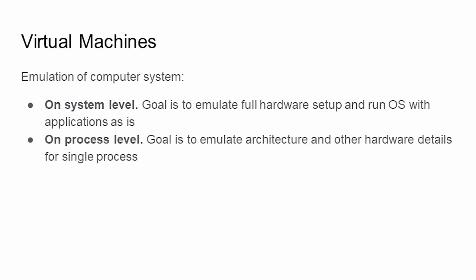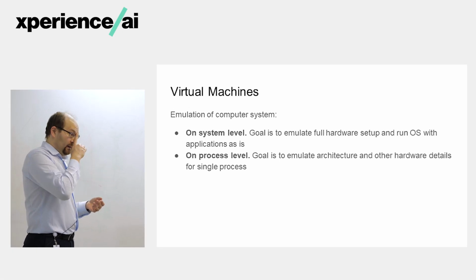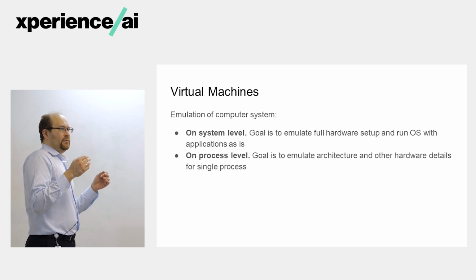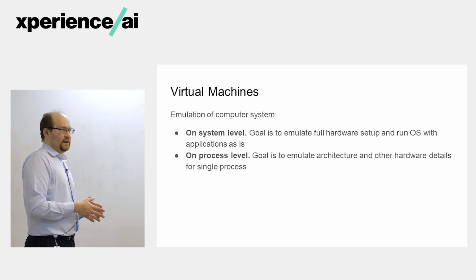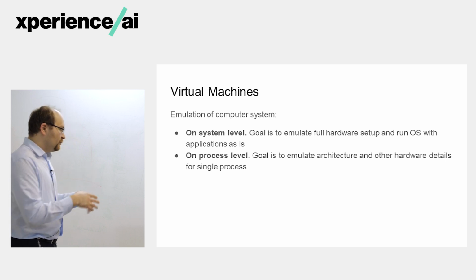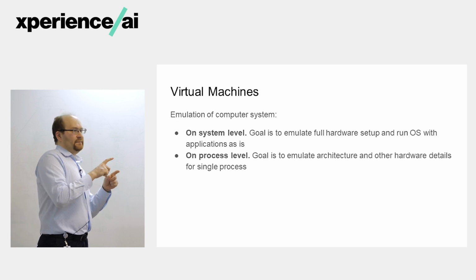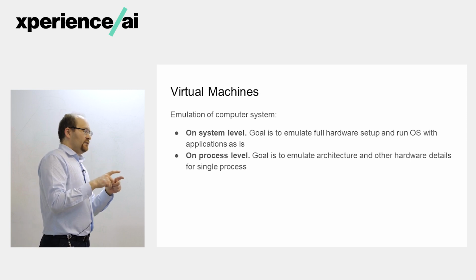So, what about virtual machines and the idea to emulate a computer system with another computer system? You can do it in two ways, on two different levels. You can emulate the full hardware stack, the full hardware platform, and run your target operating system in the same way as it is done on hardware. And the other idea is to not emulate the full computing system, but emulate some piece, the CPU instructions and memory scheme, and do it on process level.